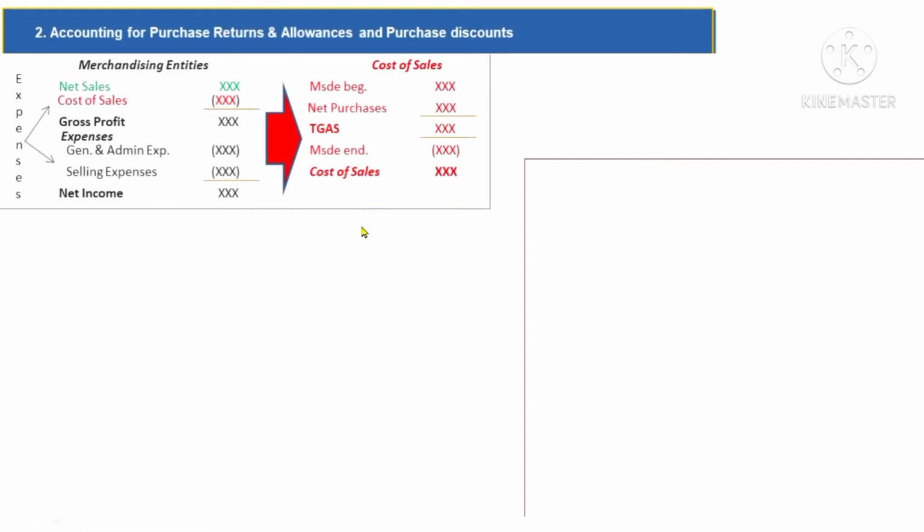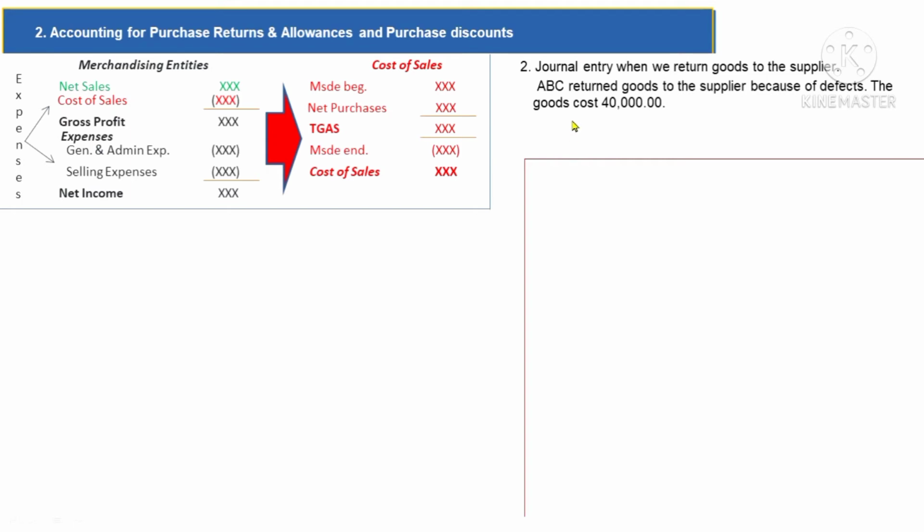After the purchases, let's account for purchase returns and allowances as well as the purchase discounts. But before that, let's put the income statement for merchandise entities right here. Now, let's have the purchase returns. Usually, you return goods to suppliers if they are damaged or have some defects, or the agreed specifications like the brand or the color or the quality that has been agreed upon by you and the seller were not followed. So we have our example right here in which we are ABC and we return goods to the supplier because of defects. The goods cost 40,000.